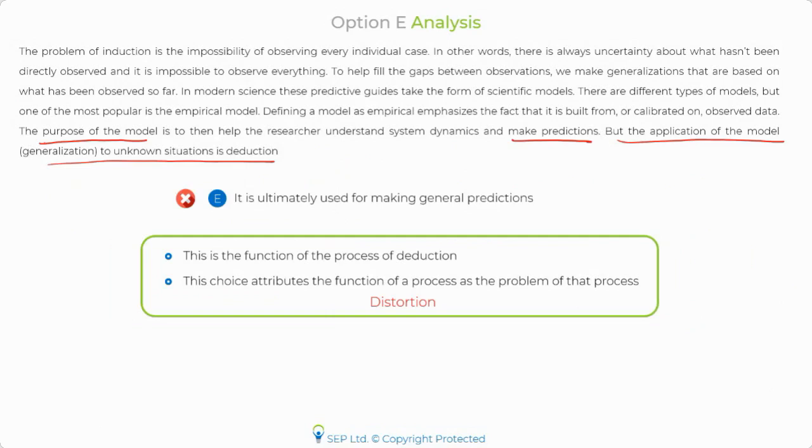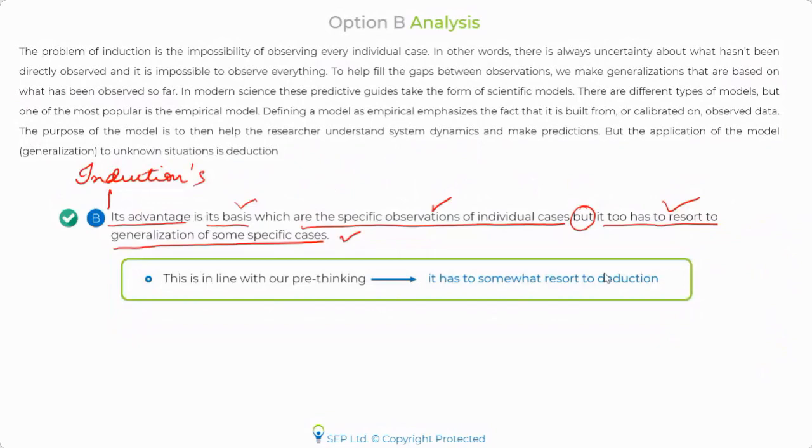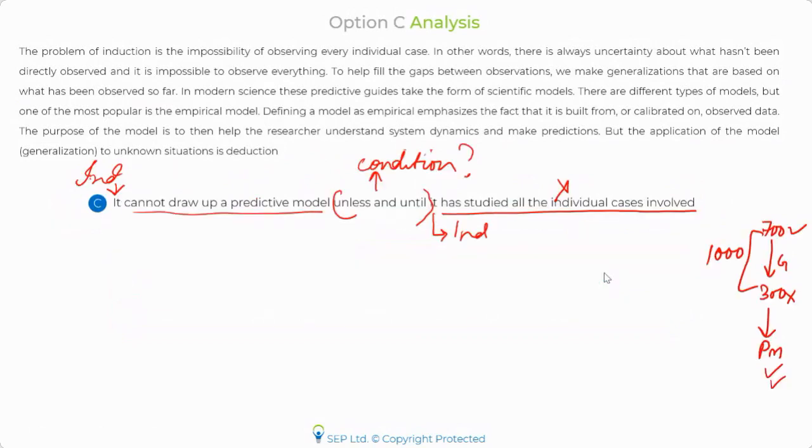So Rahul, if you have shortlisted B and C, okay, how are you going to eliminate? Okay, interesting. Let's go back. Now B says, okay, its advantage is the observation of individual cases. Okay, this is not even mentioned in C, so you don't need to worry about this. And B says that induction too has to fall back on generalization of some cases. True. Now, if you look at C, it's a very absolute answer. It says it cannot draw up predictive models. From the passage, we know that induction can draw up predictive models with the help of generalization, right? But the problem is with the word unless and until. Ask yourself, does the passage say that all individual cases have to be studied before drawing up a predictive model? No. And that is how you rule out C. Okay?